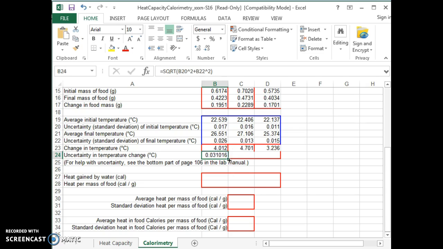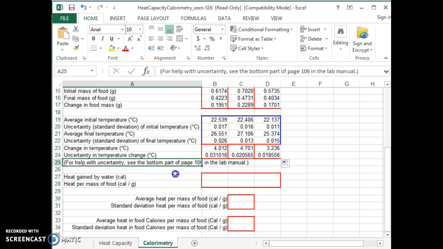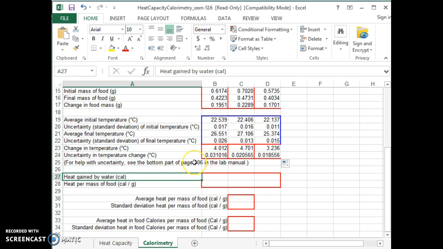And then you can just click and drag it. So yeah, this should actually say page 103 right here. Where it says 106, it should say page 103.